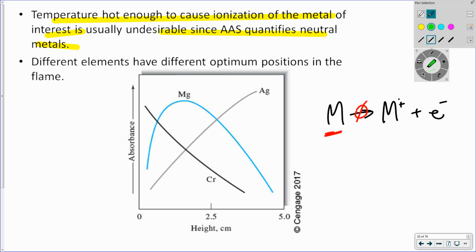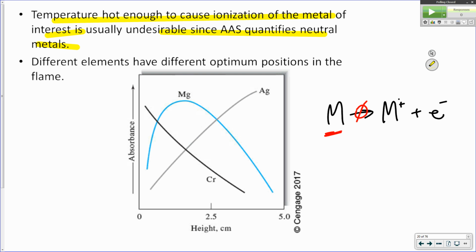Different elements have different positions inside of the flame. So this gives you an example of 3 different elements. Start with chromium first. Chromium has the highest absorbance as low in the flame as you can get. Silver is the opposite. The higher and higher you go in the flame, until silver is going to plateau out. Magnesium in the middle has a certain height, about maybe 1.5 centimeters up or 1 1/4, where it reaches the maximum. This is the point you would want to do the measurement at.